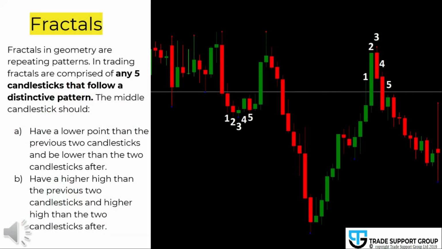Fractals in geometry are repeating patterns. In trading, fractals are comprised of any 5 candlesticks that follow a distinctive pattern. The third candlestick should have a lower point than the previous 2 candlesticks and be lower than the 2 candlesticks after, or it should have a higher high than the previous 2 candlesticks and a higher high than the 2 candlesticks after.